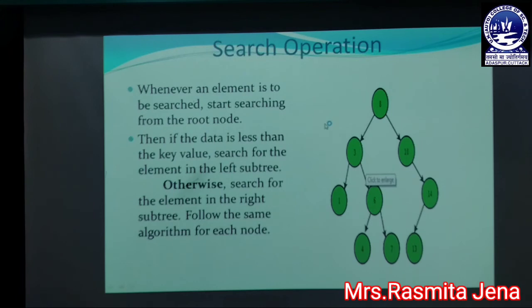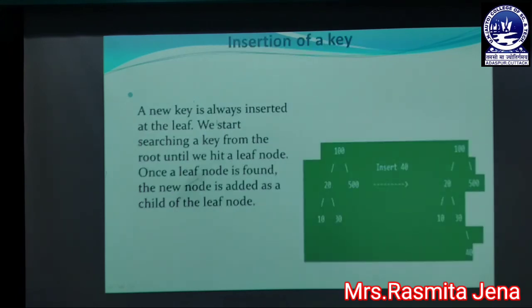Next we will see the insert operation. Insert means we add a new element to the tree. A new key is always inserted at a leaf, and we search from the root until we hit a leaf node. That means for the insertion operation, we insert the node at a leaf of the tree, and for that we search until we hit a leaf node. Once a leaf node is found, the new node is added as the child of that leaf node. Let's consider this is our binary search tree.